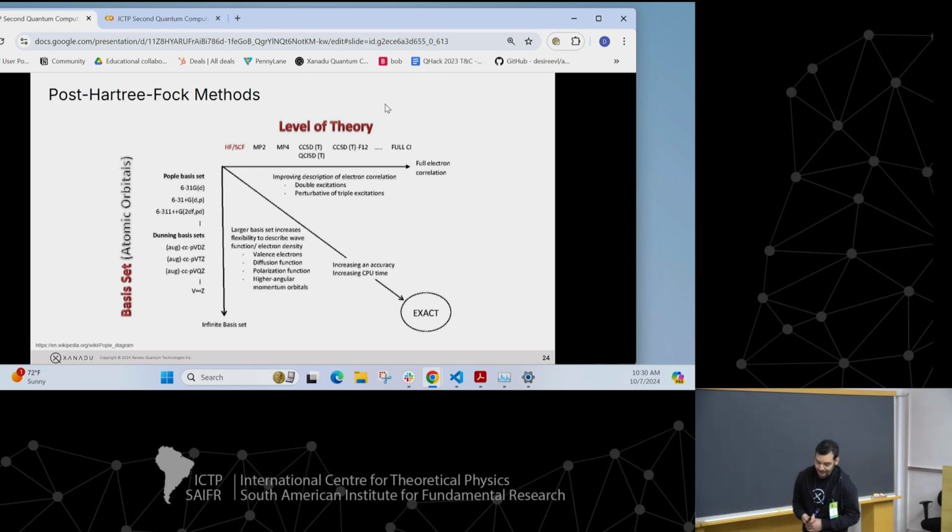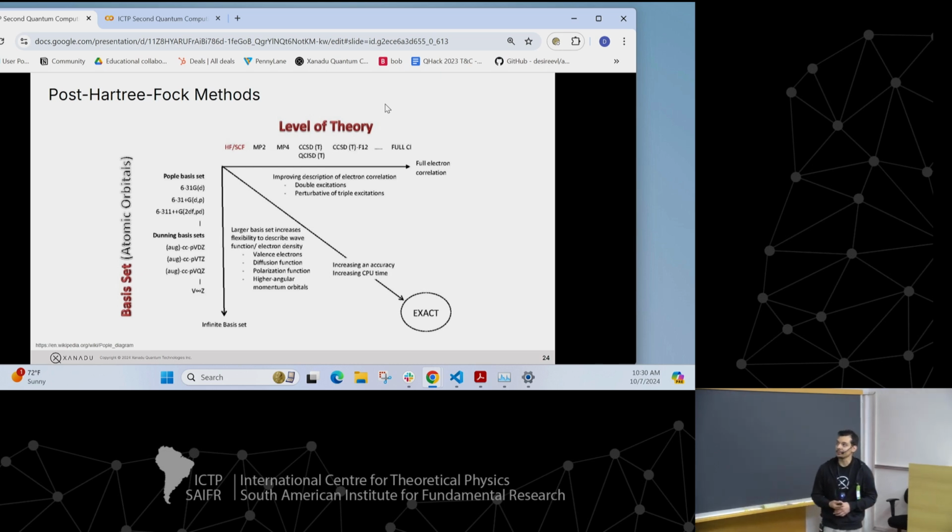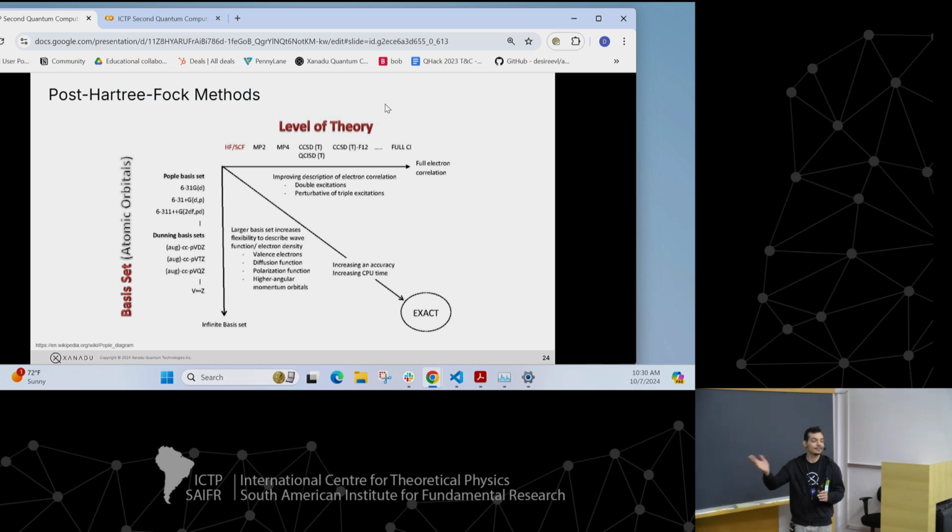So due to these limitations in the Hartree-Fock method, the quantum chemistry community has, over the past 60, 70 years, developed a range of what are known as post-Hartree-Fock methods. They increase in complexity as you account for more and more correlations that exist in your molecule. What this diagram is meant to show is the cost of accounting for more and more of the interactions given the size of the basis set.